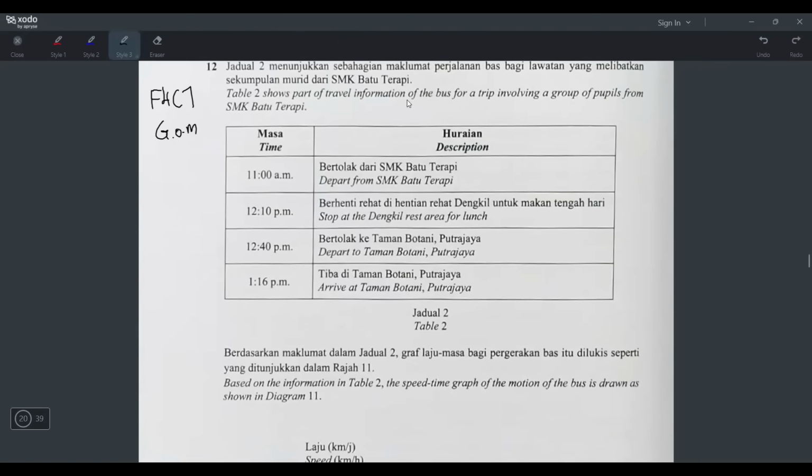Table 2 shows part of the travel information of the bus for a trip involving a group of pupils from SMK Batu Terapi. At 11 a.m., depart from SMK Batu Terapi. Depart means start moving. Then 12:10 p.m., stop at the Dengkil rest area for lunch. So 12:10 stop until 12:40, and then 12:40 depart again to Taman Botani. Then 1:16 is when you arrive at Taman Botani. Okay, so I get it.